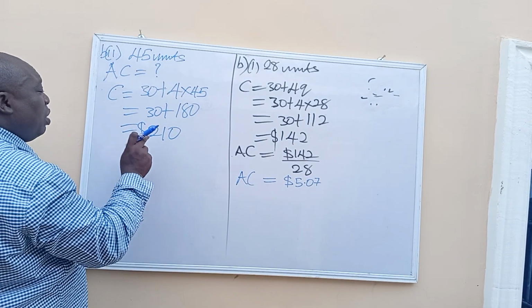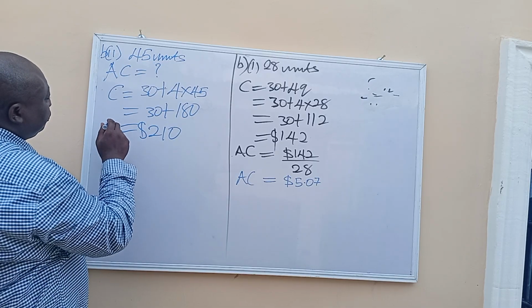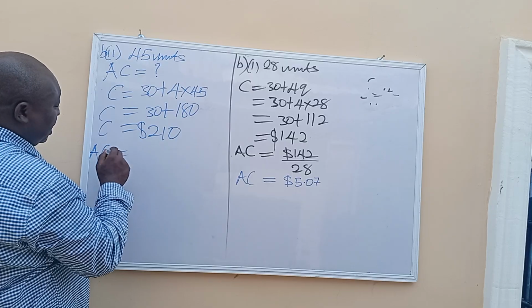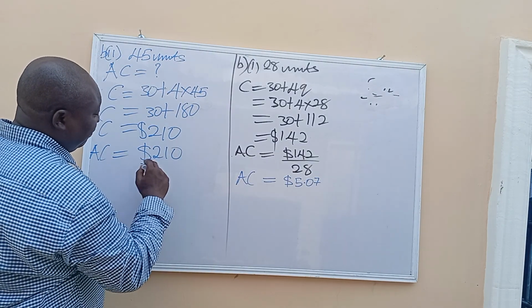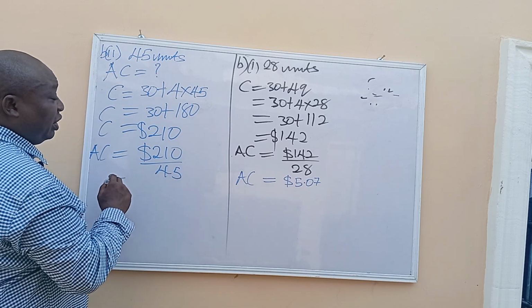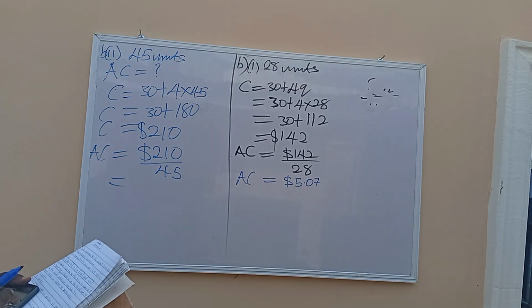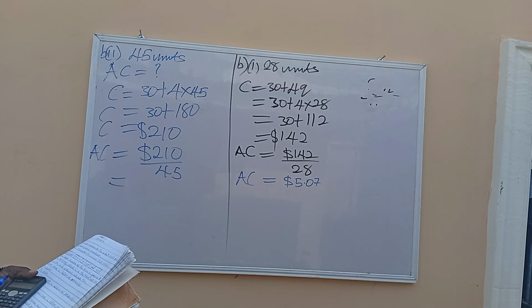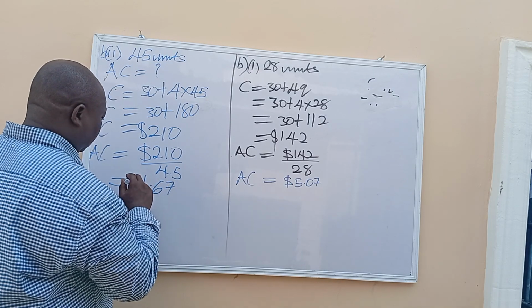But for producing a unit of this one, that is the average cost now. It will be $210 divided by 45. What's your answer? Calculate it and write it in the comment. Okay? 210 divided by 45 to be $4.67.